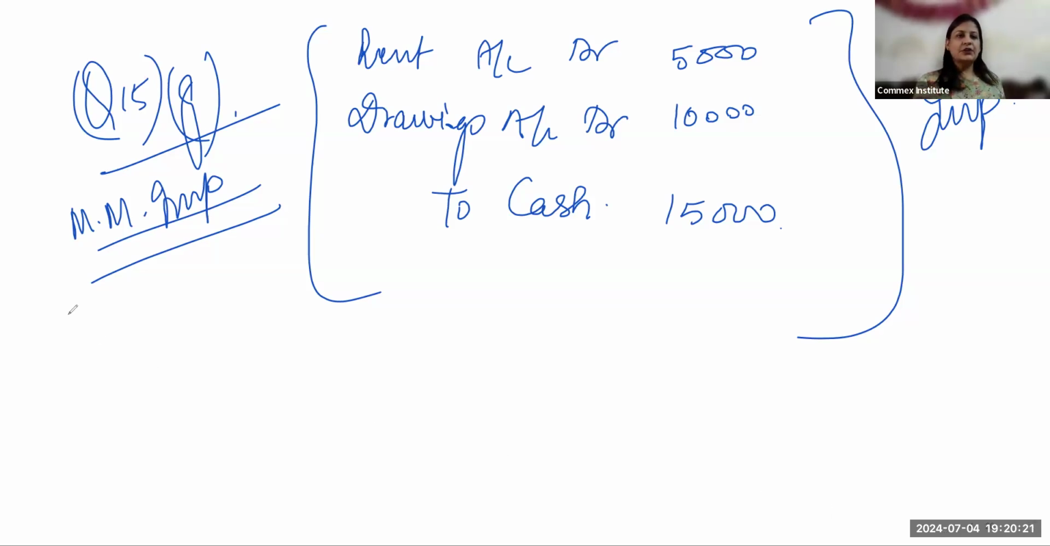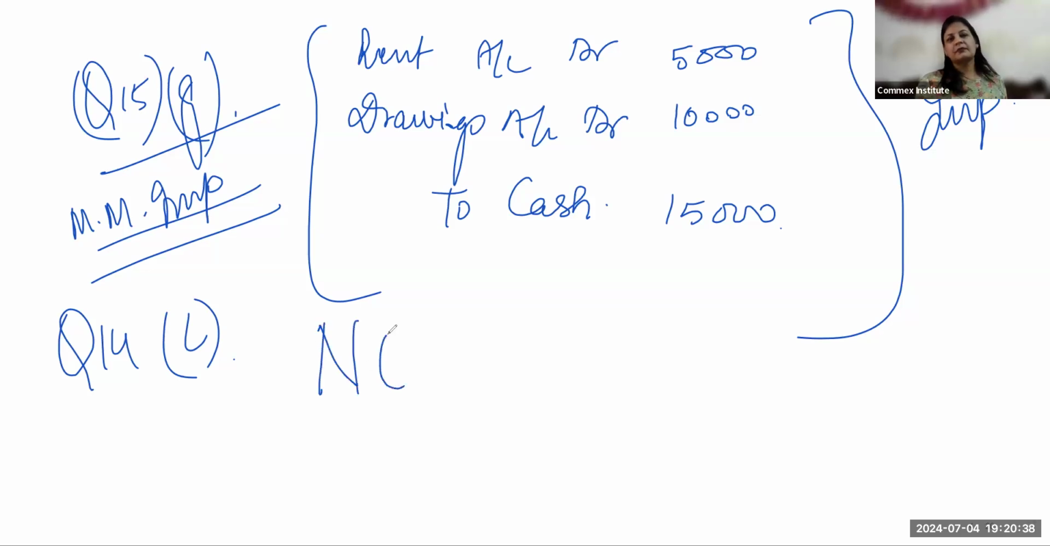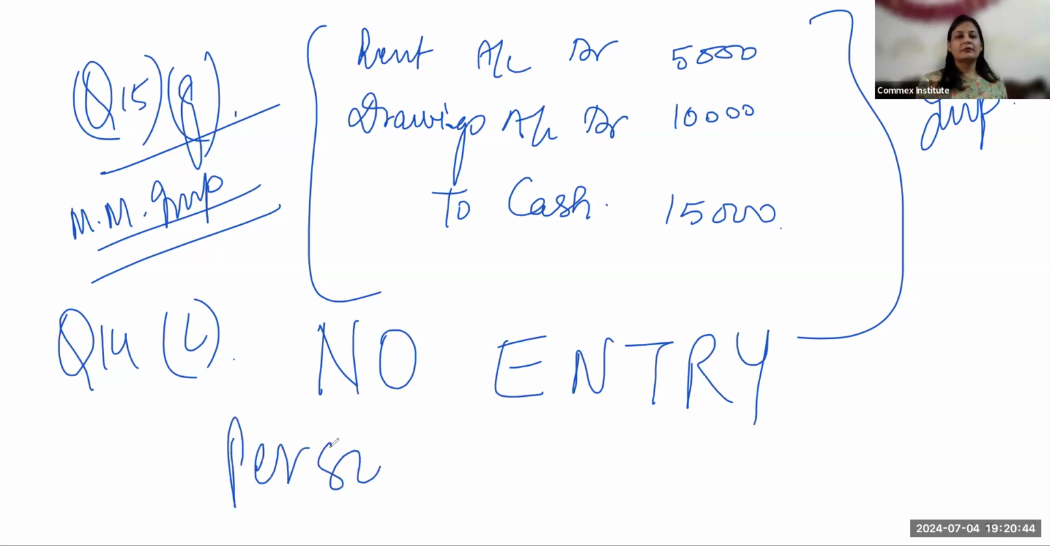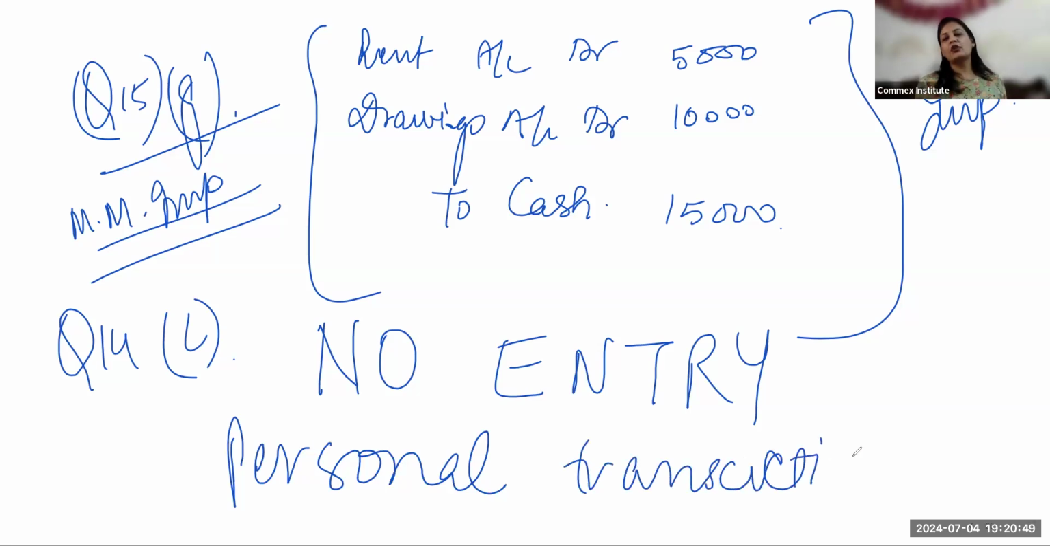Fourteenth C entry. Yes, what entry will be passed, Sukriti? Yeah, exactly. So we are not going to pass any entry, but we'll have to write no entry. And the reason is that it's a personal transaction, a personal account involved, personal investment. So what has the business got to do with it, right?